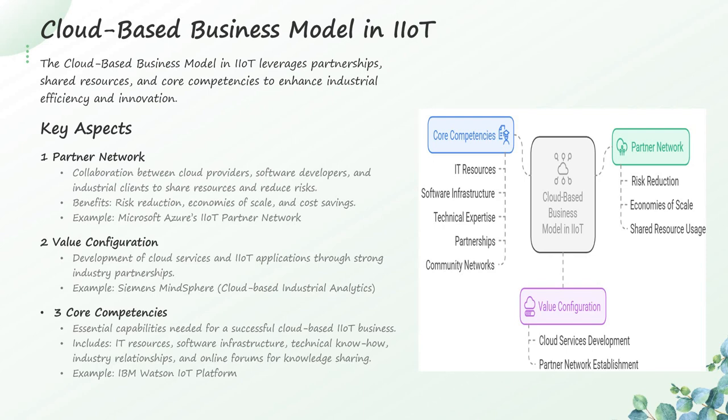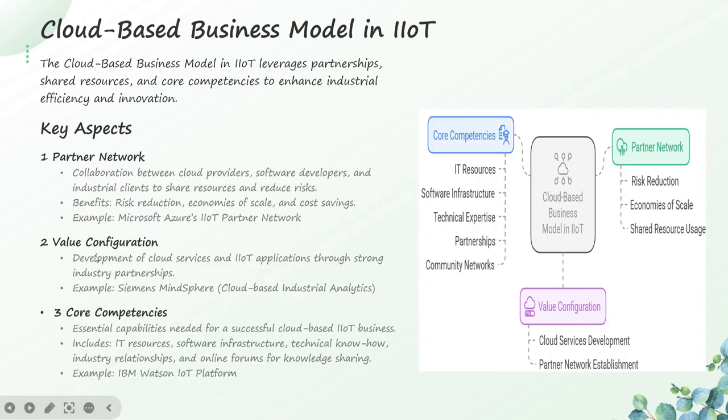The key benefits of this partner network are risk reduction, that is, sharing resources and expertise minimizes the business risk. Then you have synergies, that is, due to economies of scale, large networks help reduce cost and improve efficiency. Then you have shared usage of resources, where businesses can use cloud infrastructure without owning it, which reduces operational expenses. An example is Microsoft Azure's industrial IoT partner network, where multiple companies collaborate to create industrial IoT solutions.